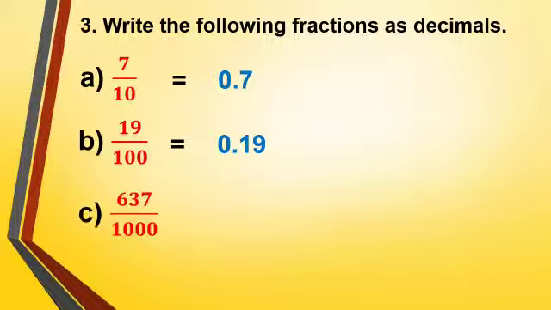In the C part, 637 by 1000 is given. To express it in the decimal form, write down 637. Now, there are three zeros in 1000. So, counting three digits from right hand side and moving towards left, put a decimal. So, the decimal form of 637 by 1000 is equal to 0.637.